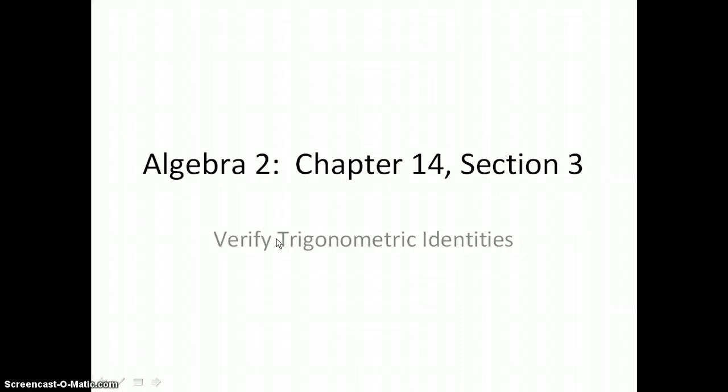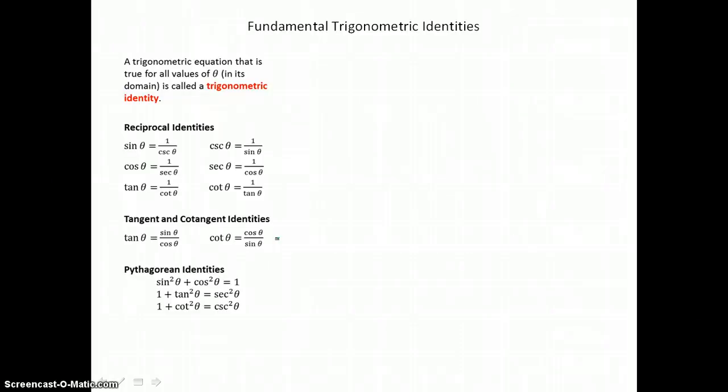In lesson 14.3, you will verify trigonometric identities. And here are a few: the reciprocal identities, which we've looked at already, the tangent and cotangent identities, and the Pythagorean identities. First, let's write a proof for the tangent identity.